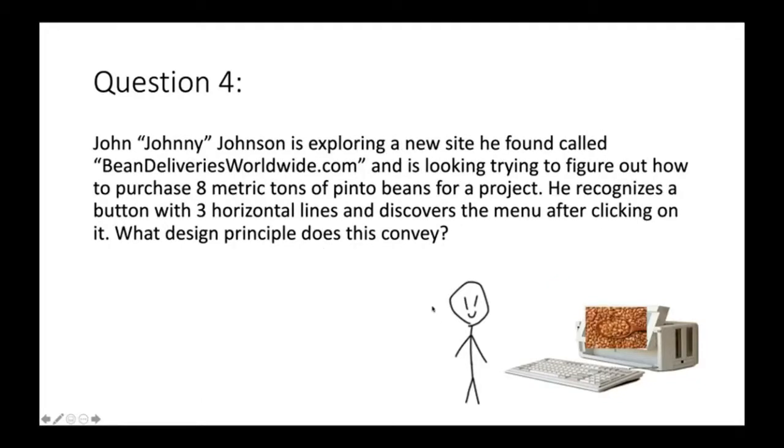Johnny Johnson is exploring a new site he found called beandeliveriersworldwide.com and is looking to try and figure out how to purchase 8 metric tons of pinto beans for a project. He recognizes a button with 3 horizontal lines and discovers the menu by clicking on it. What design principle does this convey? This is a bit of a tricky one.